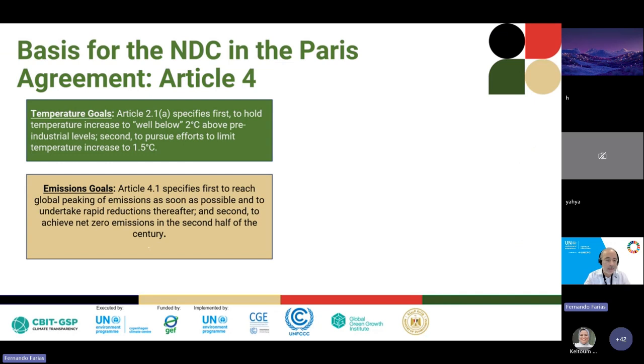The origin of this requirement can be found in the Paris Agreement. If you go to Article 4, you can find that there are two important elements. One is a goal for temperature, stating that the temperature increase should be well below 2 degrees Celsius, but also, importantly, there is a goal on emissions.